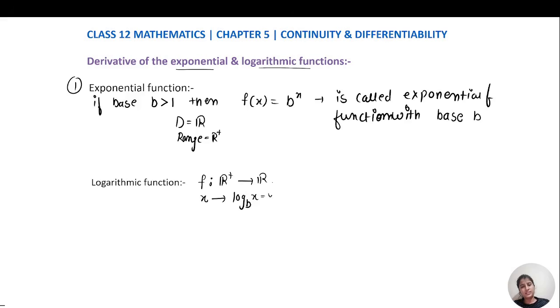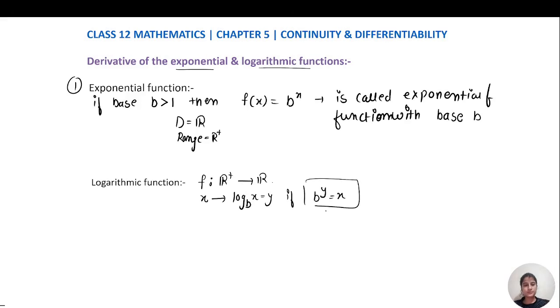Say if it is y, then this is defined as such: if b raised to y is x, that means x maps to log base b of x. So what you can see is that the log function looks like it comes from the exponential function, f of y equals b raised to y. So our log function is defined like this.